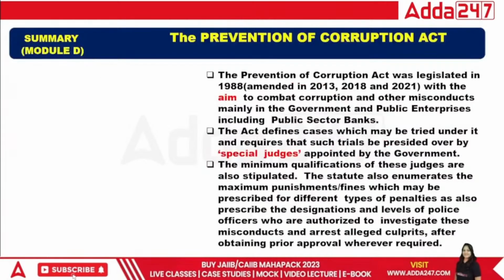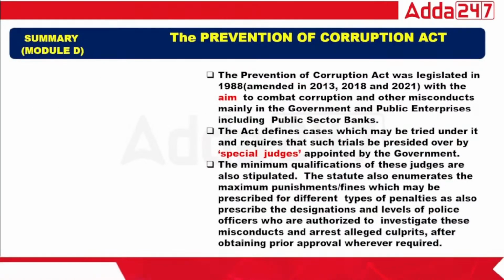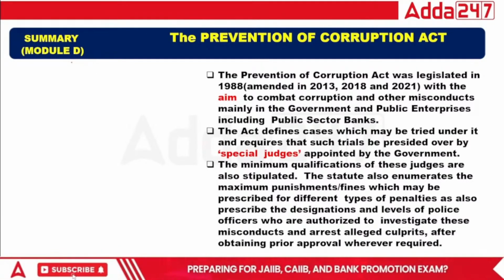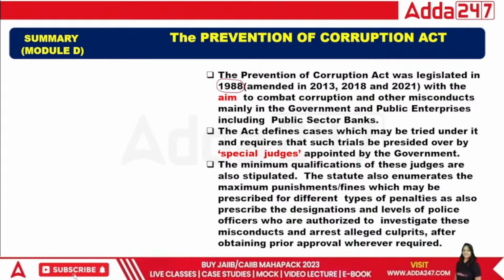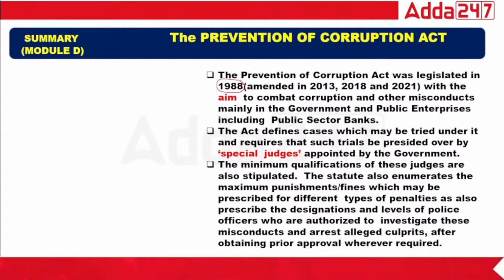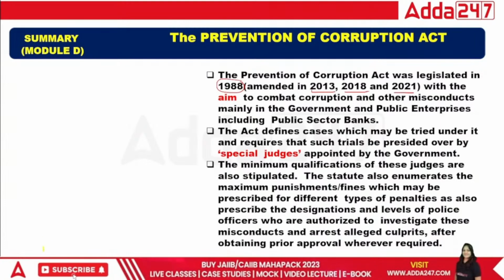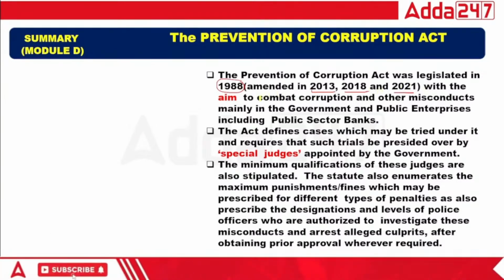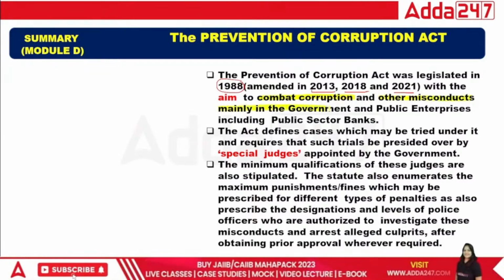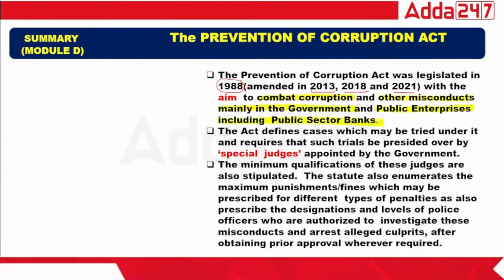Okay, guys, now the Prevention of Corruption Act. As we know, this Act was made in 1988. Why? Because in banks also corruption is going on. It was amended in 2013, 18, 21, etc. The Prevention of Corruption Act was made in 1988 with the aim to combat corruption and other misconduct mainly in the government and public enterprises, including public sector banks.